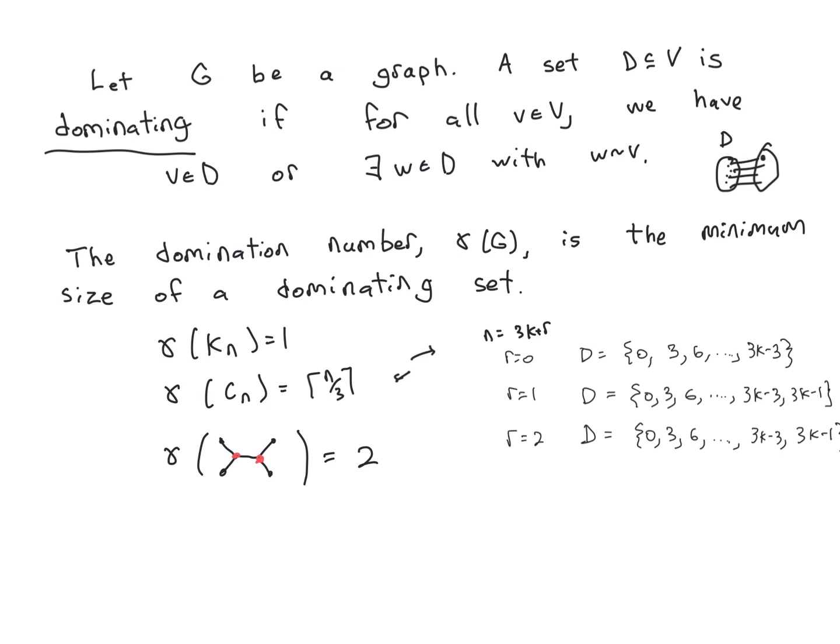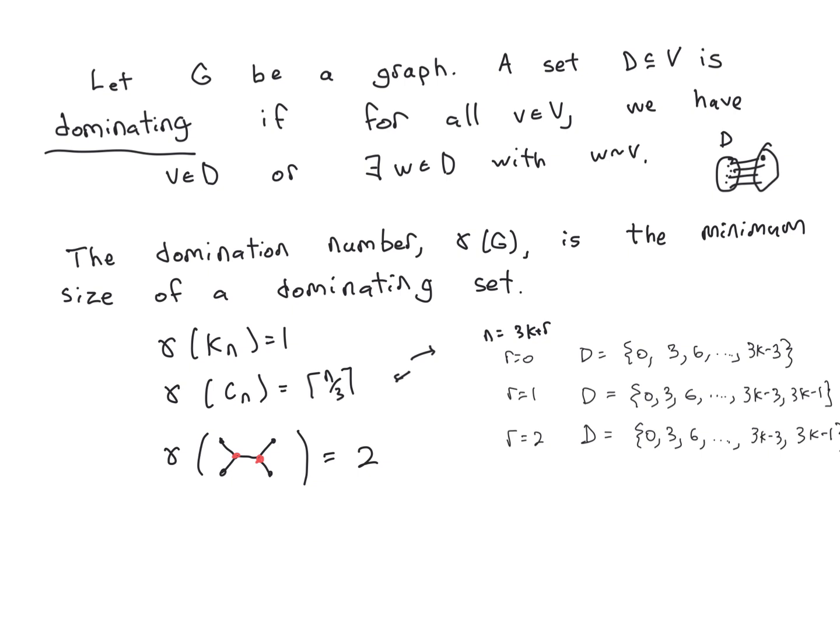All right, so the last topic is dominating sets. Suppose G is a graph. A subset of vertices is called dominating if for every vertex in your graph, either the vertex is in your dominating set or is adjacent to some vertex in your dominating set.